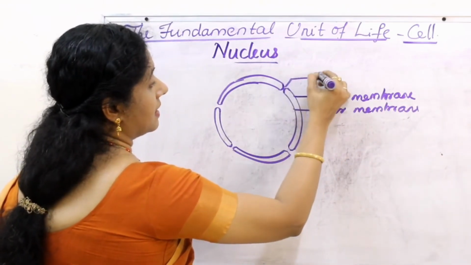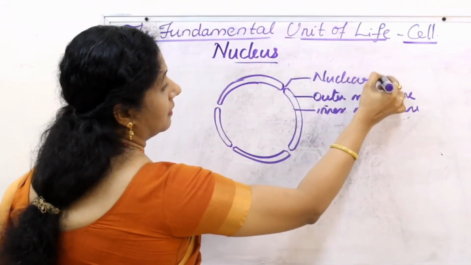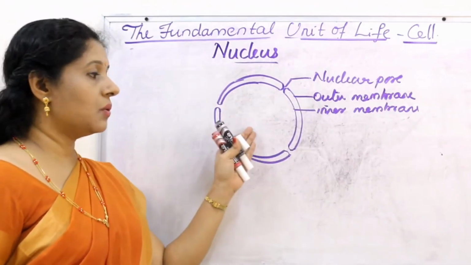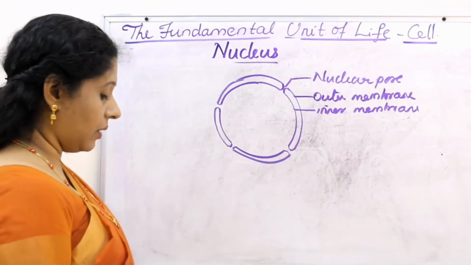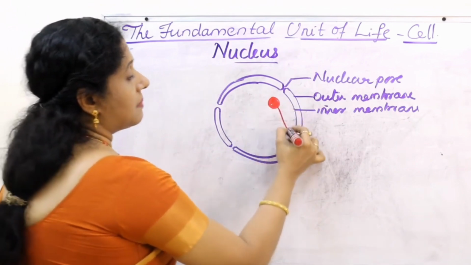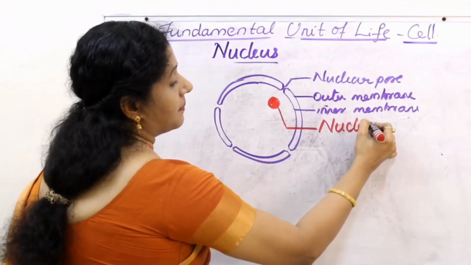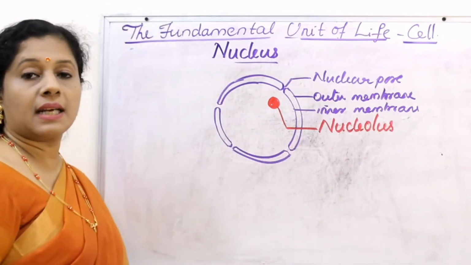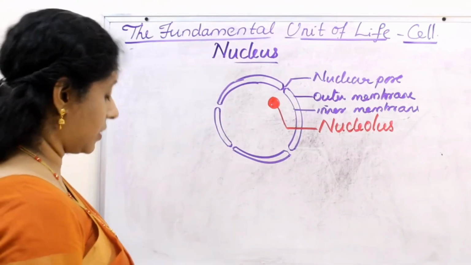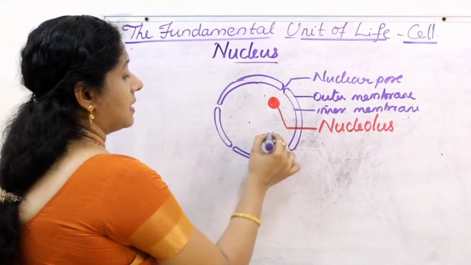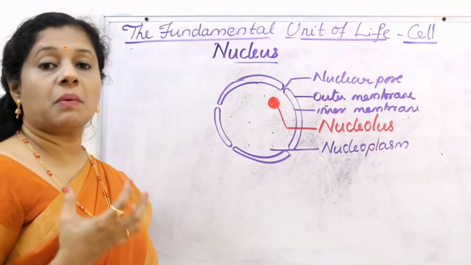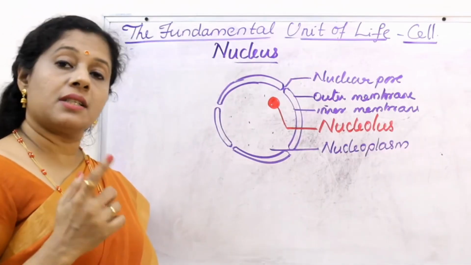And here the pores are, this is called a nuclear pore. This nuclear pore is for transport of substances or communication between the nucleus and the cytoplasm. Now inside the nucleus there is a darkly stained structure here. This part is called a nucleolus. This nucleolus actually helps in controlling the cell division and DNA copying, etc. And also there is a jelly-like substance inside the nucleus which is called nucleoplasm. Just as cytoplasm is present inside the cell, within the nucleus, it is nucleoplasm.